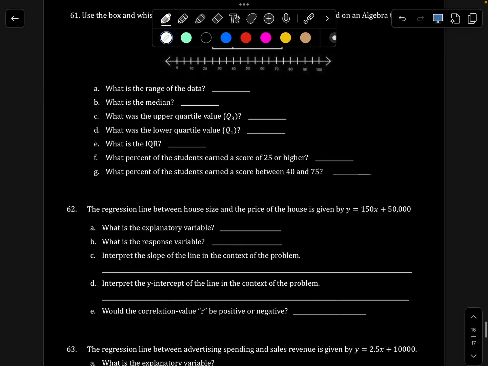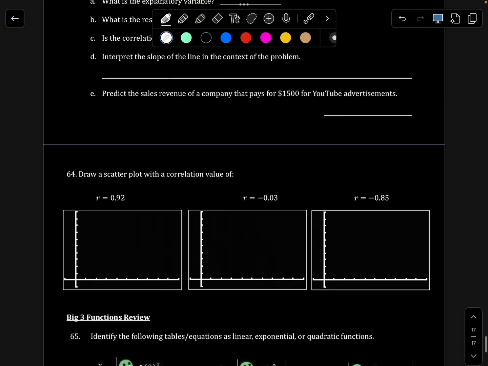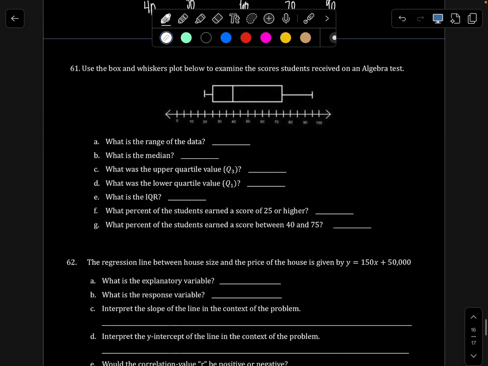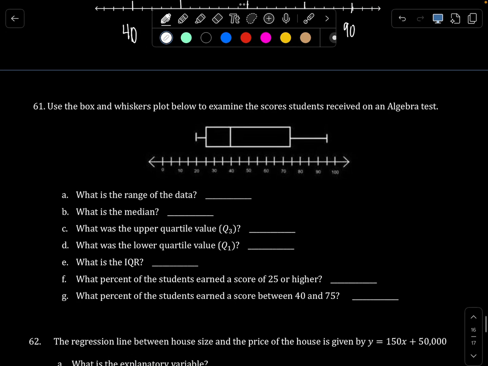All right, so we have 1, 2, 3, okay, 4, 5, 6 problems to go. Why don't we tackle them? I know that we have about 10 minutes. We can do this, okay? Let's do it. Shh. Okay, let's get it done.